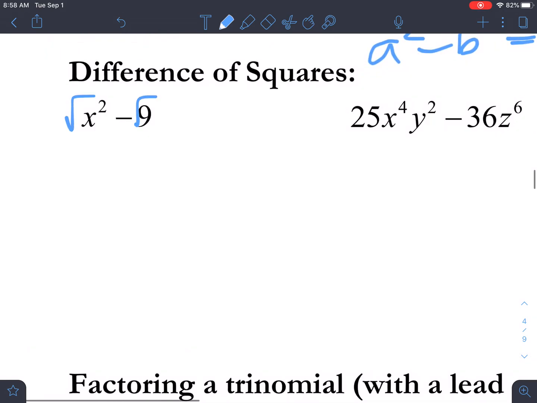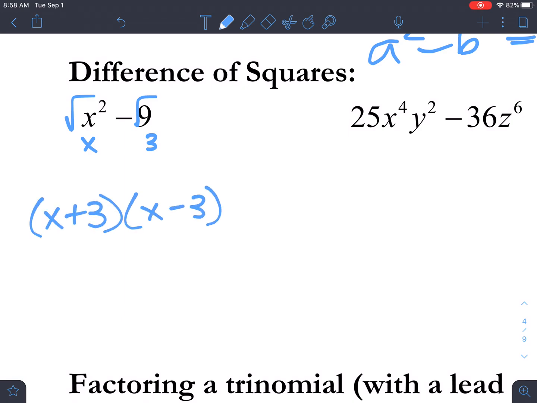It's almost like you're taking the square root of each. You have x and 3, and I put those into our parentheses, x plus 3, x minus 3. And again, the reason this works is because we're multiplying 3x and negative 3x, and those middle terms will end up canceling out. So we'll just end up with x squared minus 9.